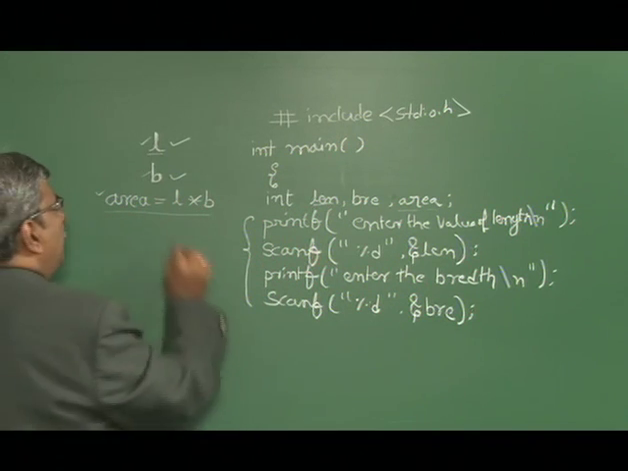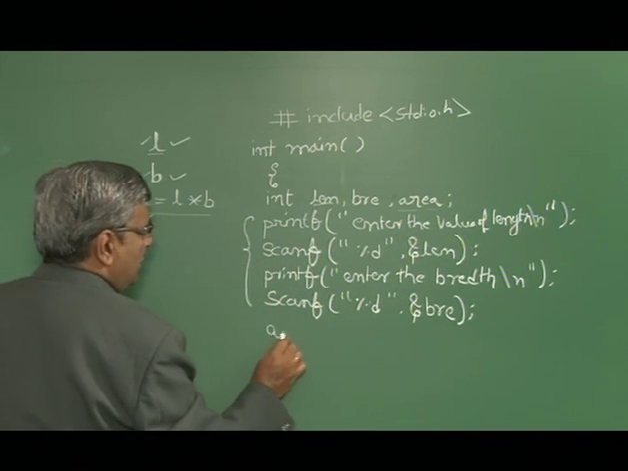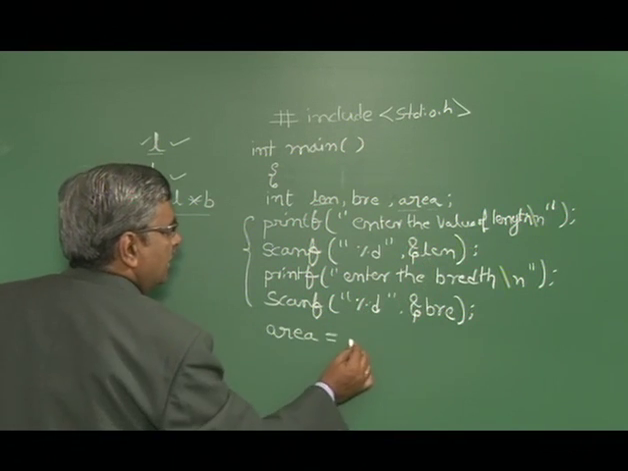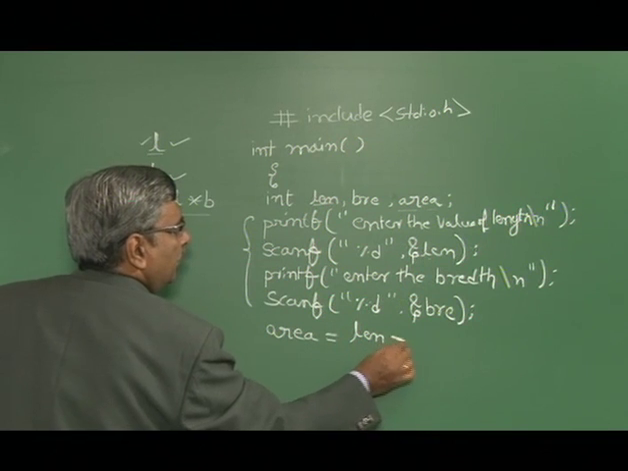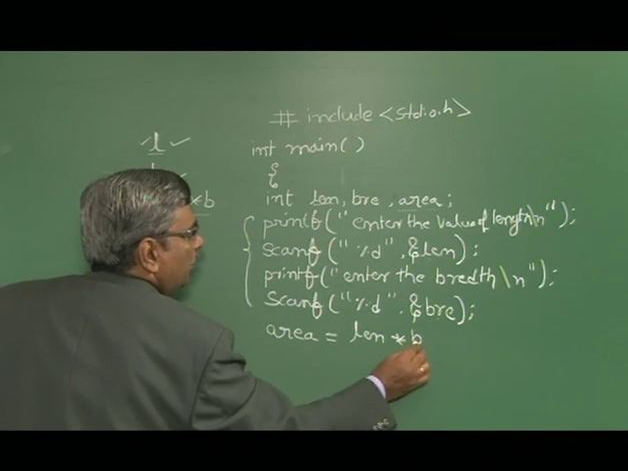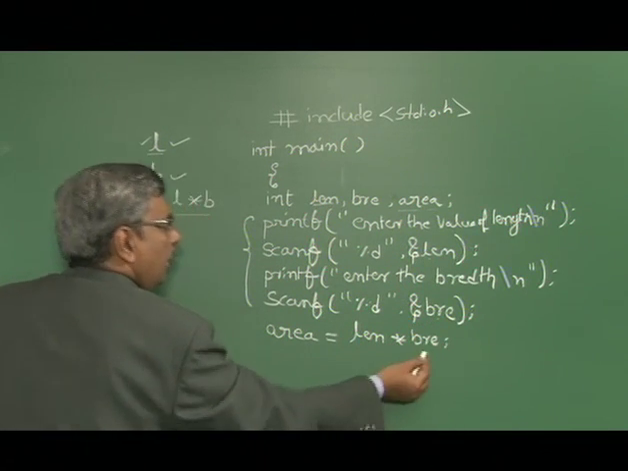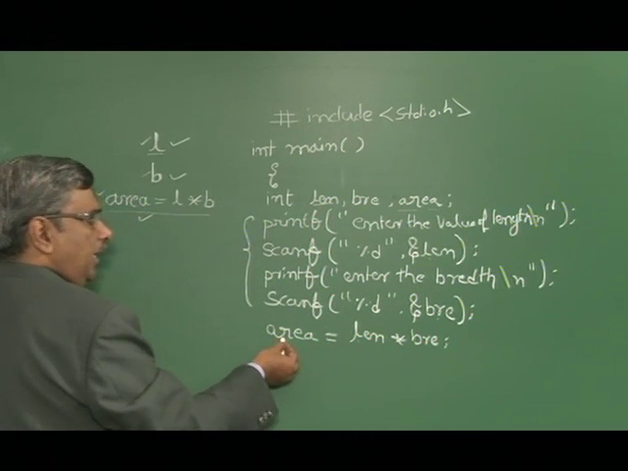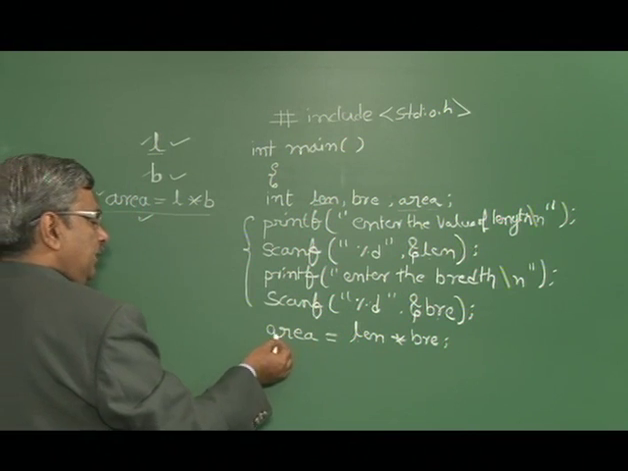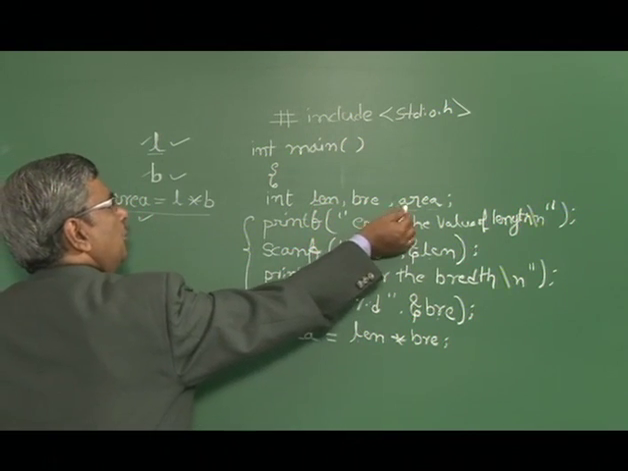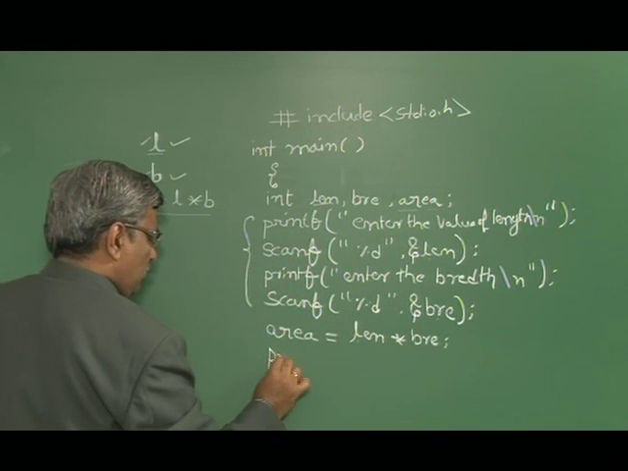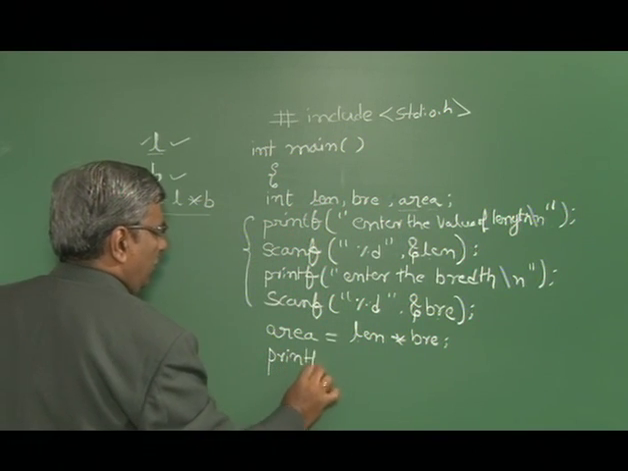Now you have to do the computations. The computation statement is area equal to len times bre, where len is the variable used for length, and bre is the variable used to take the breadth value, and these two are multiplied. That is the expression you are assigning to the variable area, and this area variable you now have to print on the output. It is also of type integer, hence we will use a printf statement to print its value.